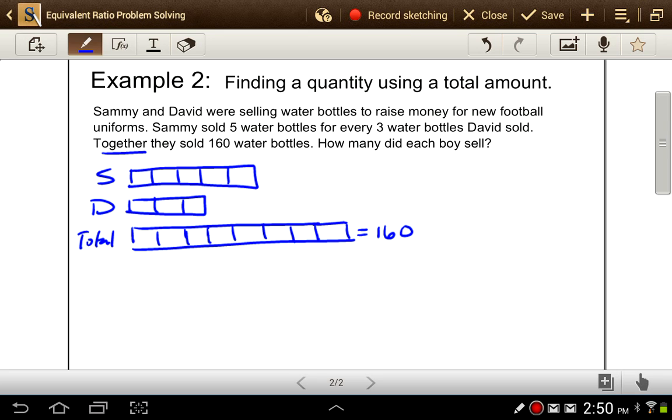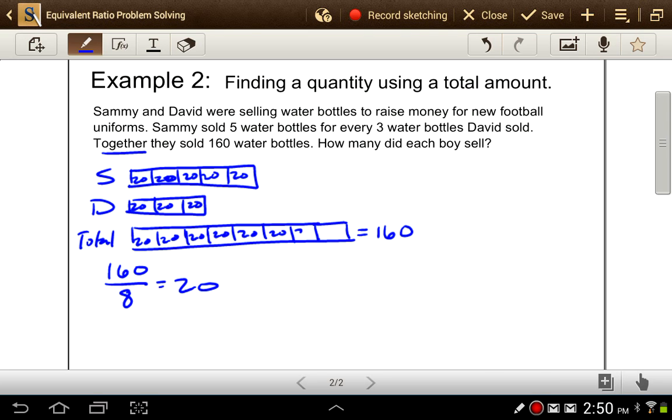So what I can do now, just like the other day, is 160 divided by 8, my total amount, and that gives me 20. So I know that each section is worth 20. So I can make them all worth 20, even my total amount. So each section is worth 20 here.